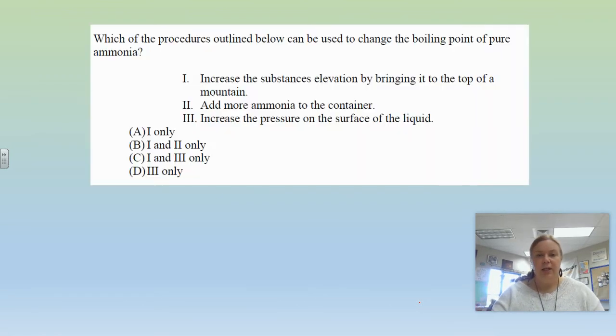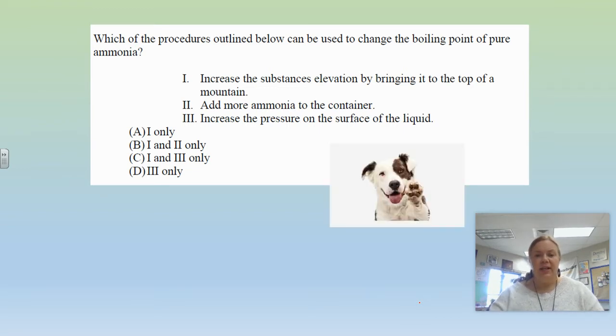So let's go ahead. Number 1, which of the procedures outlined below can be used to change the boiling point of pure ammonia? It's one of those where you have to decide if it's going to be Roman numeral 1, 2, or 3, parts of it only, nothing. So pause for just a second. All right, let's take a look at the answer.